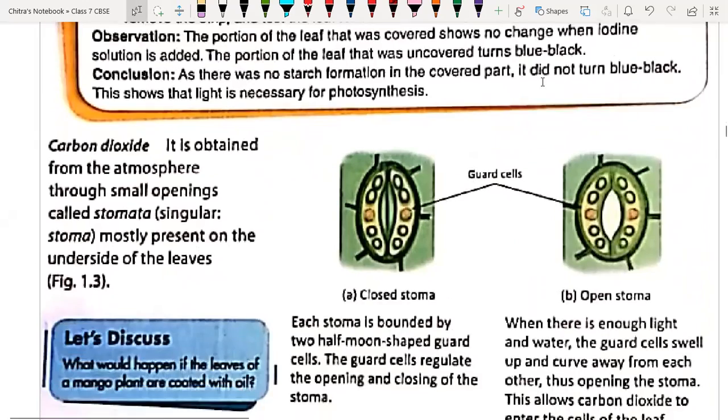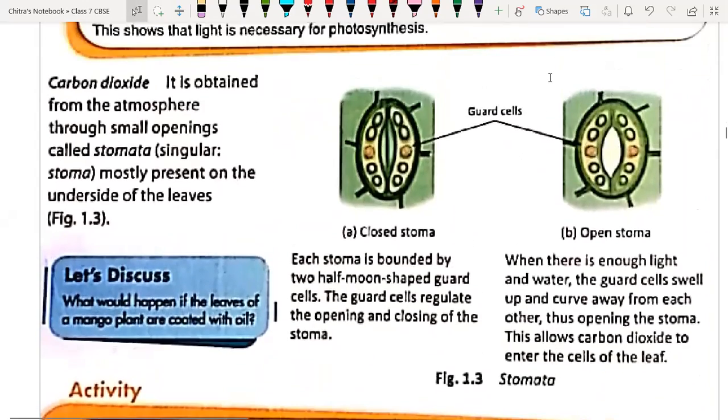So now we are going to understand first the carbon dioxide. It is obtained from the atmosphere, because when organisms breathe, like animals and human beings, they release carbon dioxide and absorb oxygen. That oxygen is converted into carbon dioxide during the oxidation process of hydrocarbons, and that carbon dioxide is used by the plant in photosynthesis. So the carbon dioxide is obtained from the atmosphere through the small opening called a stomata.